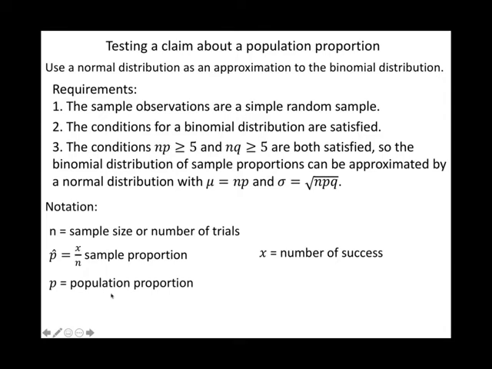P is the population proportion of success, and q is the population proportion of failure. Again, p and q are complements. Starting from chapter 8, you need to remember all this notation. When you see p hat, you need to know this is the sample proportion, and you need to know how to find the sample proportion.